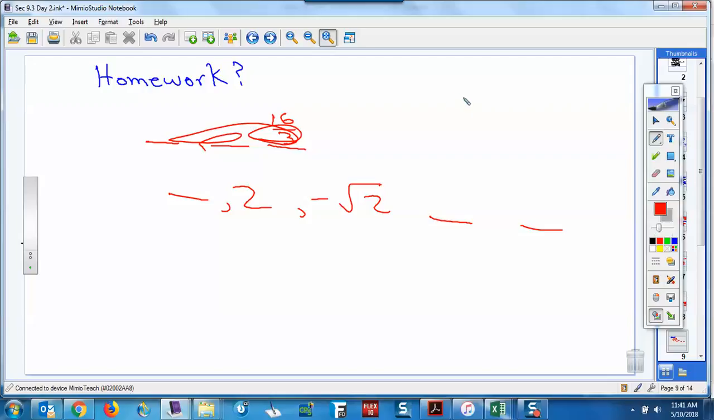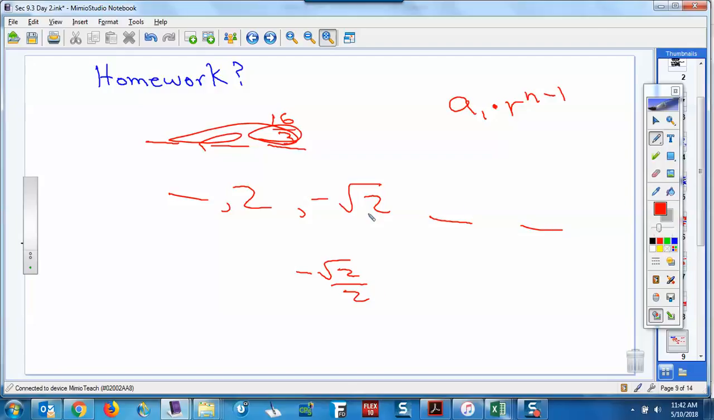We need R and we need A1, right? Since we have consecutive terms, all we have to do is divide backwards. So negative root 2 divided by 2, that's our R. Doesn't simplify any easier than that. That's our R. So to find this fifth term, what do we got to do?